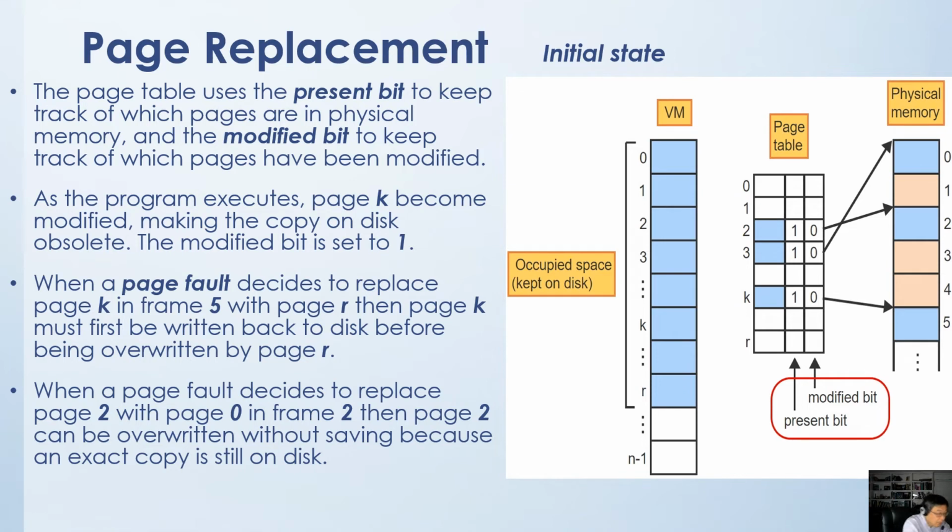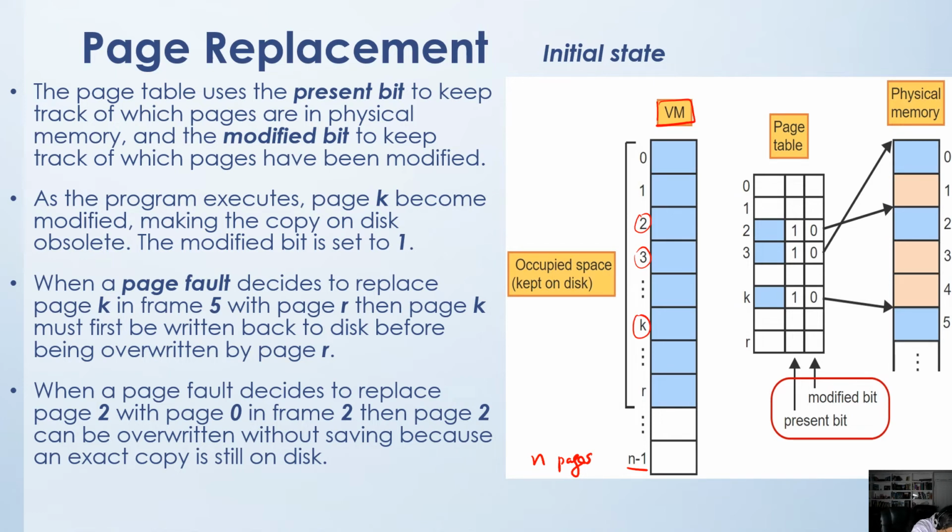Okay, let's discuss how the page replacement works. Remember, here's the virtual memory, and it contains n pages, from page 0 all the way to page n-1. And initially, only 3 pages are loaded: page 2, 3, and K.